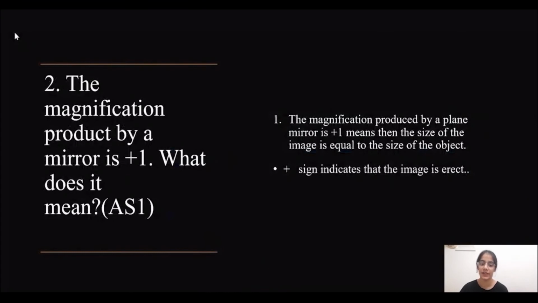Next, magnification produced by a mirror is +1. What does it mean? When magnification is +1, it means height of image equals height of object, because m equals 1 equals hi by h0. So cross multiplication will give you h0 equals hi, which means that the size of the image is equal to the size of the object. The plus sign is indicating that the image is erect. That is it for this question. Let us go to the next one.